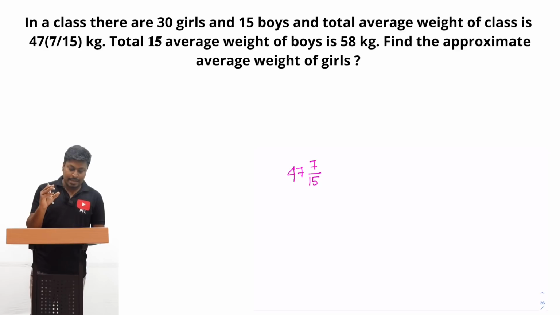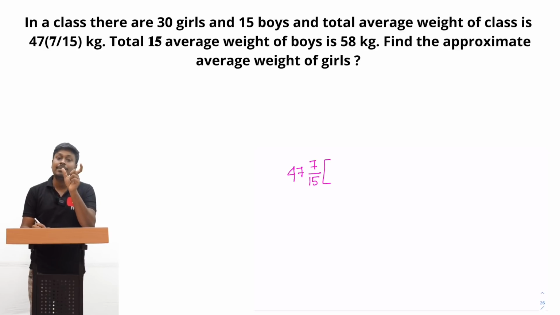See, the total average weight has been given and the average weight of the boys has been given. So now what is the target? Our target is to find the average weight of the girls. It's very simple, you know. This is the total average of both boys and girls. Let me find the total weight of the classroom, right? Because this value is an average. So now we are going to find the total weight of the class.